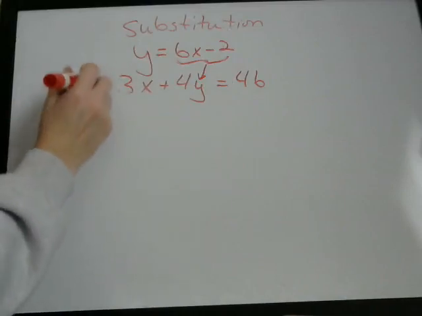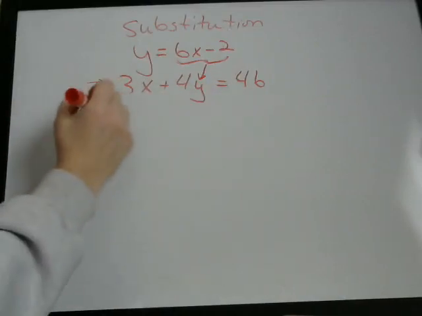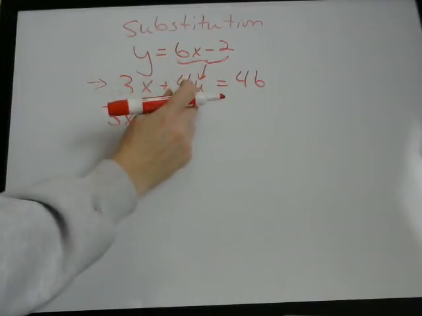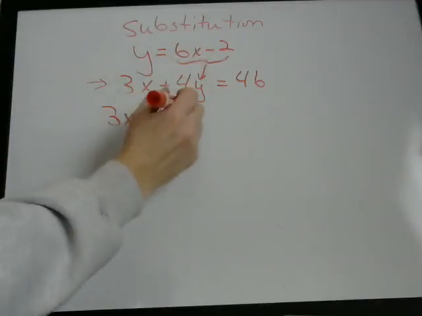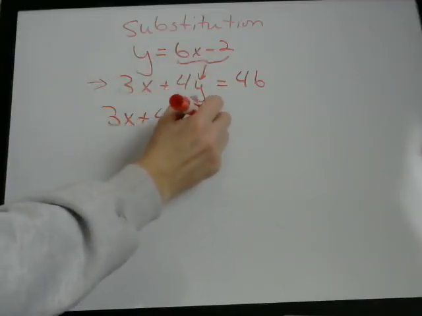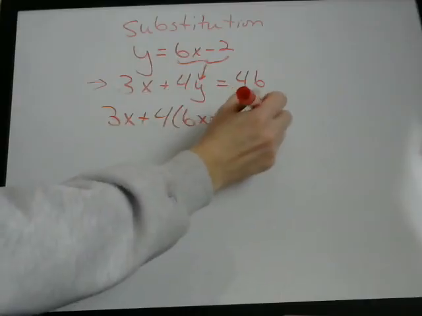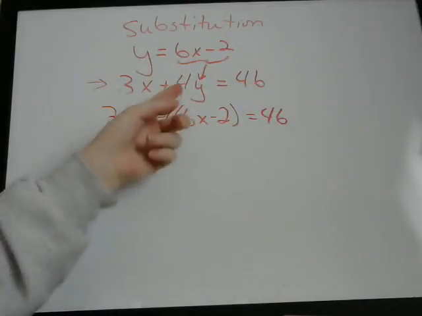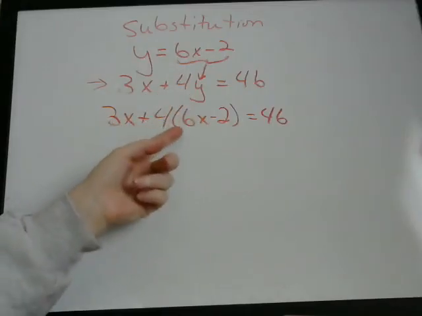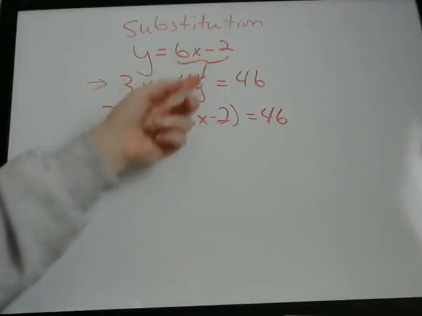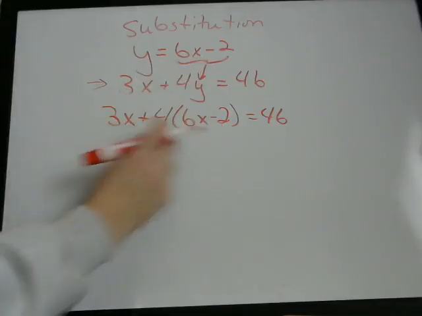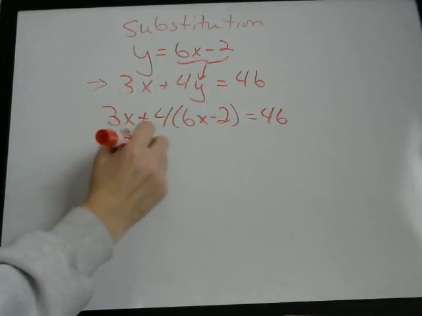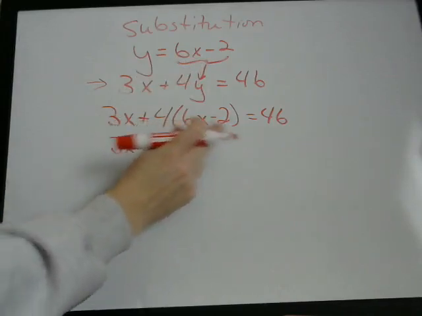So using this equation, instead of writing it like this, we're going to write 3x plus 4. Now, instead of y, since y equals 6x minus 2, we're going to substitute that. Remember, when you write something in parentheses, it just means times. So this is 4 times y, so this is 4 times (6x minus 2). We've just substituted that in for y. Now this is where you need to know how to do the distributive property, because we're going to simplify this equation. So we're going to distribute 4 over this.